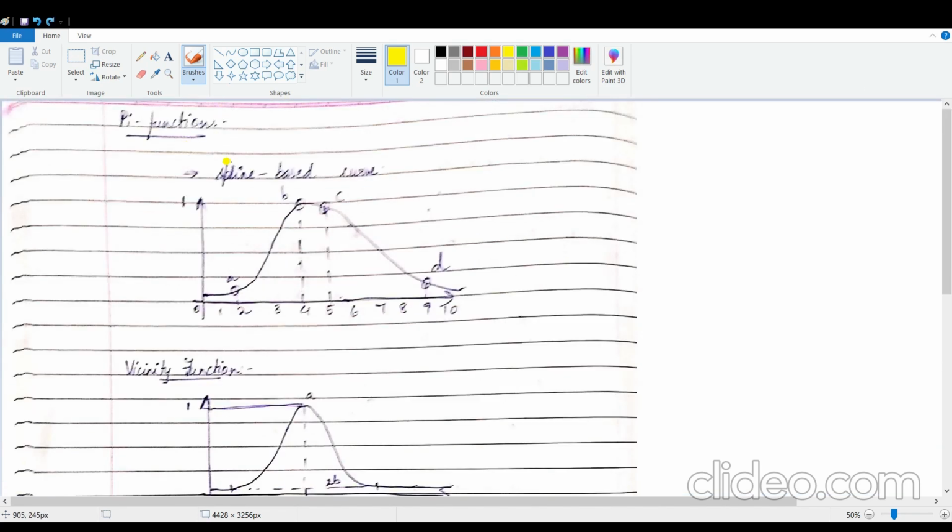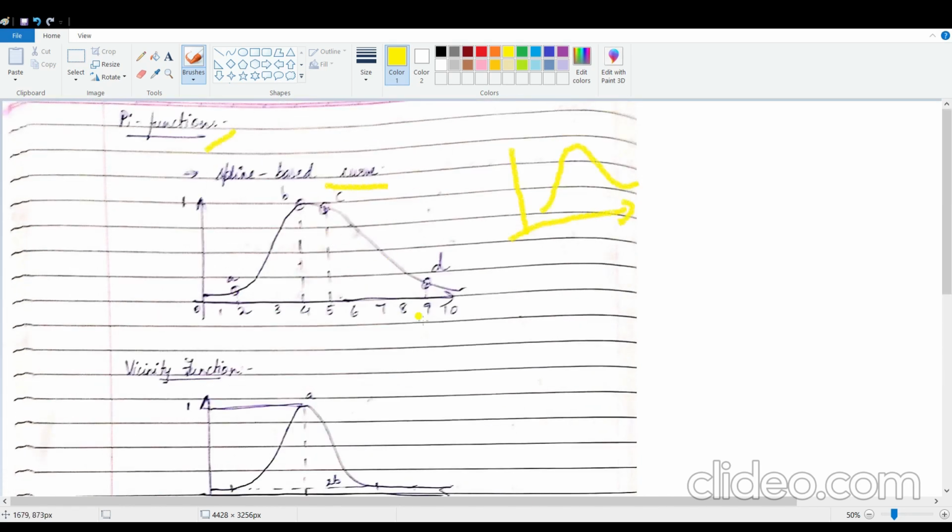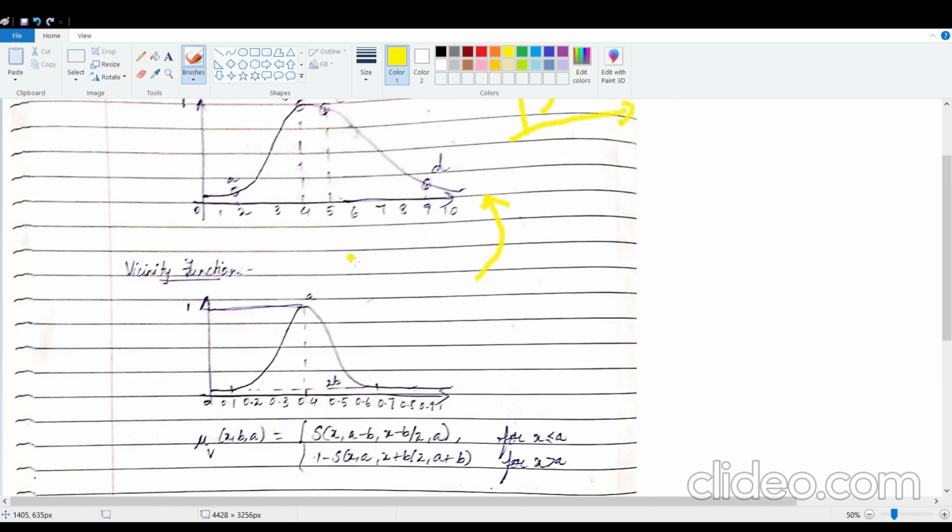The next membership function in this category is called a pi function. It is also called a spline based curve. The reason why it is called a spline based curve is because of this structure. So whenever you find a structure like this, it's called a spline based curve. This is a general notion. There is no specific membership function definition to it. Now the vicinity function is a membership function which makes use of this pi function. So the pi function is sort of like the generalized function here.